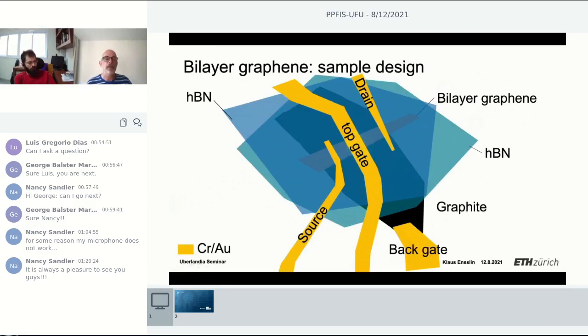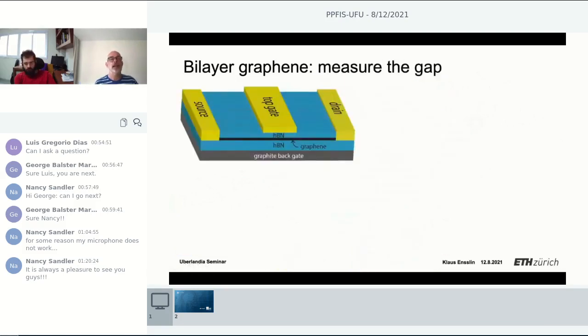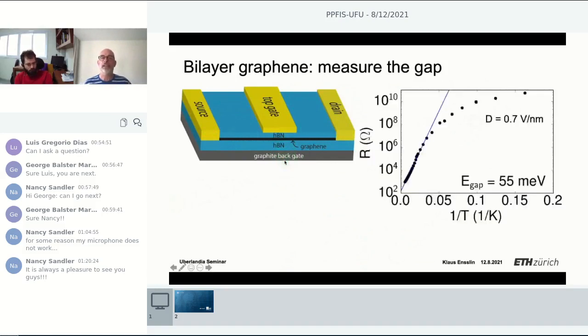So here's a schematic of this sample. You see here the bilayer graphene in black, source and drain contact, top gate and back gate. And now you can study transport between source and drain, or the resistance between source and drain, as a function of 1 over T, and by tuning basically the band gap with these two gate electrodes. And what you see here is that the resistance has values up to 10 to the 10 ohms, 10 gigaohms. That's a huge value, and that's actually limited by our experimental setup. It could be even higher. And at least at higher temperatures, you can fit some activated behavior, and you get a band gap of 55 millielectron volts.